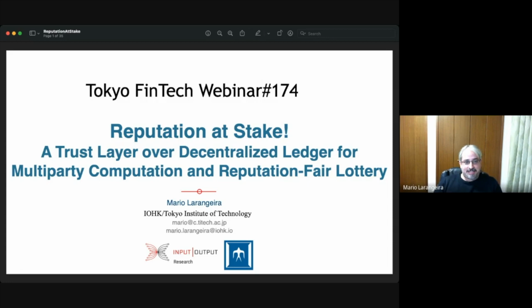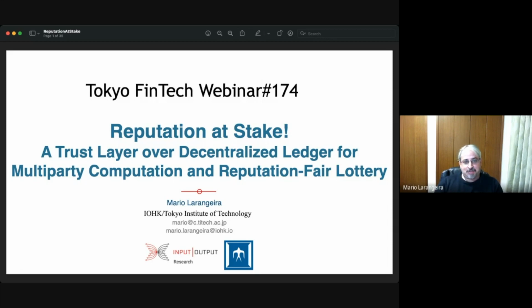So reputation stake means the stake here is actually proof of stake, right? And the idea is to try to construct a reputation system on a blockchain which works with proof of stake.